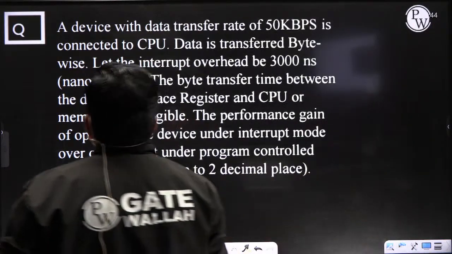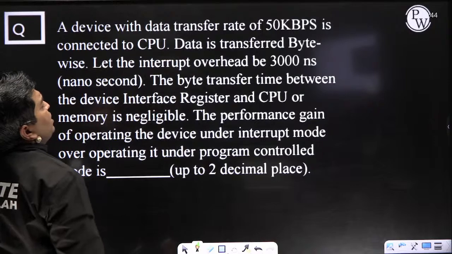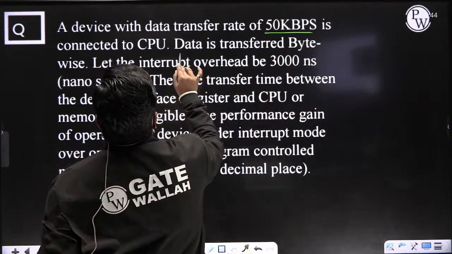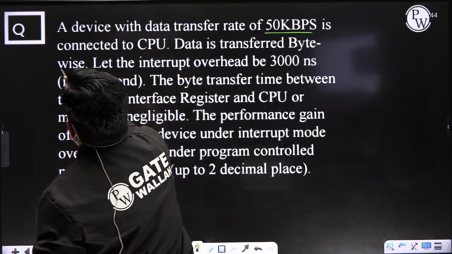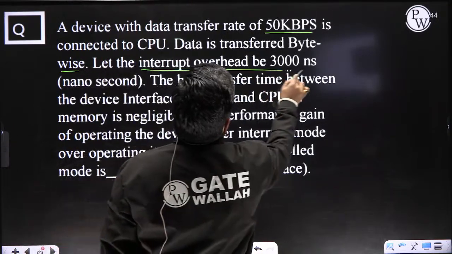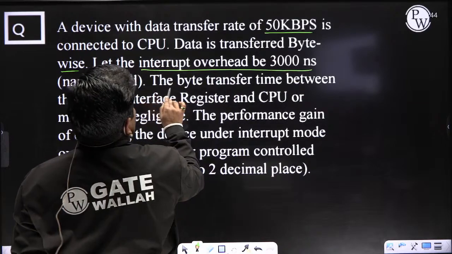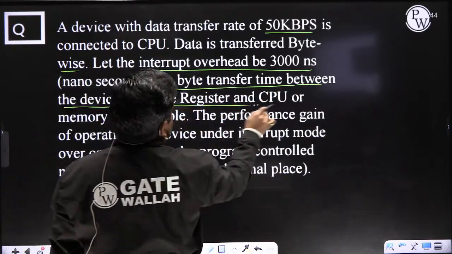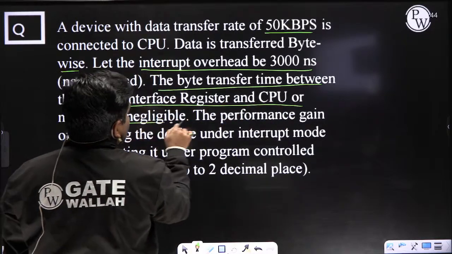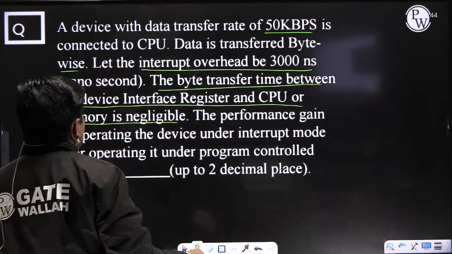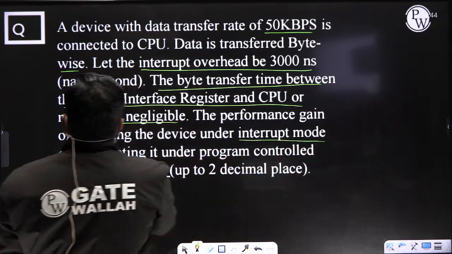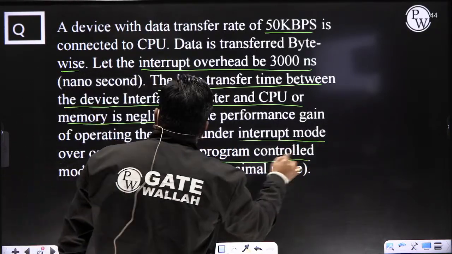It is mentioned a device with a data transfer rate of 50 kbps, that is 50 kilobytes per second, is connected to the CPU. Data is transferred byte-wise. Let the interrupt overhead be 3000 nanoseconds. Then the byte transfer time between the device interface register and CPU memory is negligible. Now it is asking the performance gain of operating the device under interrupt mode over program control mode.